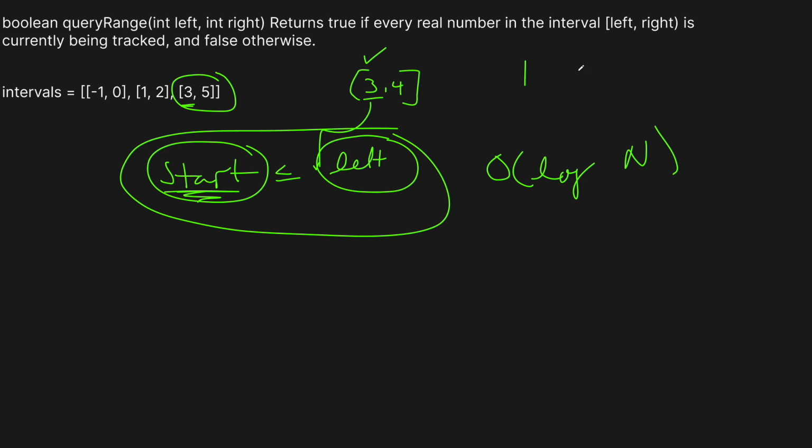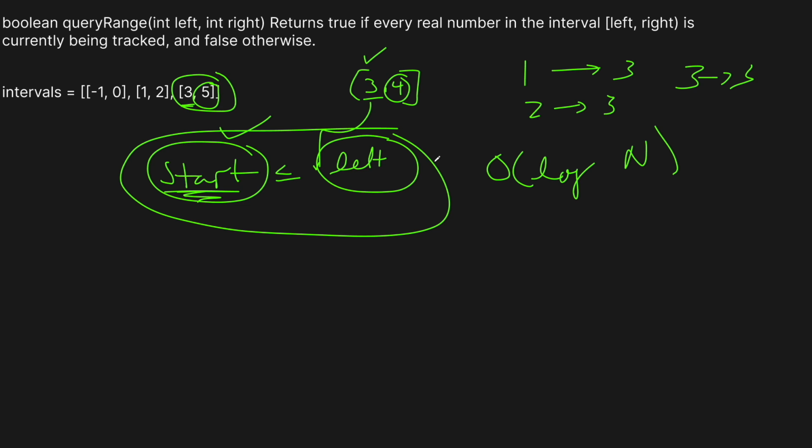If start was like 1, then it's always going to contain 3. If it's 2, same thing, and then 3, it has 3, right? So that's fine. So start, we know it's all right because we have our binary search set up this way. Now all we need to do is actually check the right endpoint.